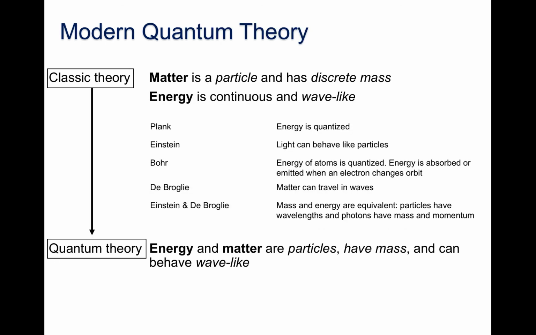And so modern quantum theory, we came from classic quantum theory where matter is a particle and has a discrete mass, and energy is continuous and wave-like, and those were two separate concepts. But there were several discoveries by the gentlemen we've talked about to lead us to modern quantum theory, which we still accept today, that energy and matter are particles, they have mass, and they can behave like waves.